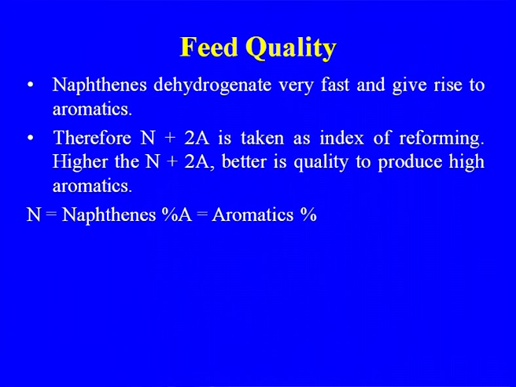So depending upon the requirement, you will have to adjust the feed quality and the type of naphtha which you are taking. Naphthenes dehydrogenate very fast and give rise to aromatics, therefore N+2A is taken as an index of reforming. Higher the N+2A, better is the quality to produce high aromatics. N is the naphthene, A is the aromatic. That has been correlated with the characterization factor also, because the characterization factor gives an idea whether the feed is naphthenic, paraffinic or intermediate.